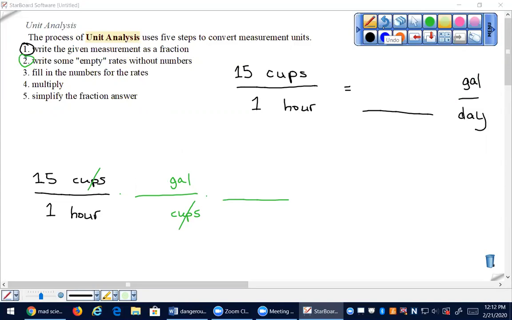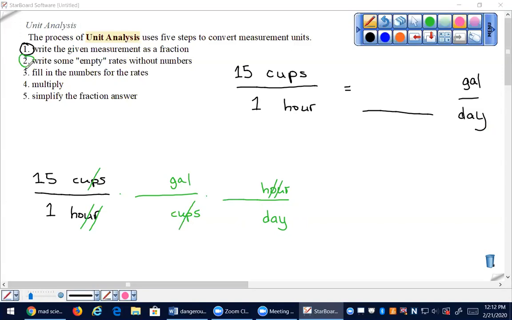Okay, what's my next part? I'm still green. Get rid of the hours. I have an hour on the bottom, so I need an hour on the top. Can I go from hours to days? Sure, I know that one. So now I have days on the bottom. That's what I want. So I'm done with my green step. I have a plan that gets me with gallons on the top and days on the bottom. That's what I want.